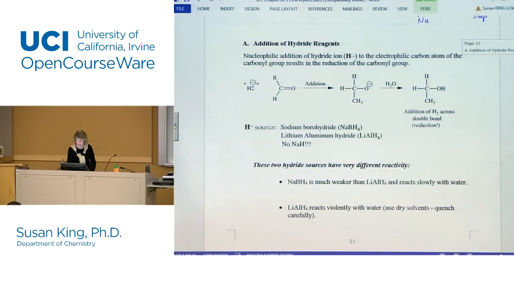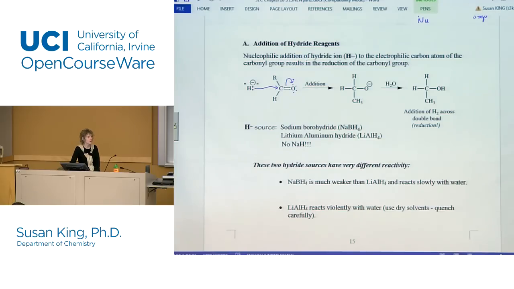So what I want to do right now is talk about hydride reagents first, and then I'm going to talk about the other kinds, organometallic compounds. Nucleophilic addition of hydride to the electrophilic carbon results in reduction of the carbonyl group. So what's happening here? I have hydride in quotes because hydride by itself doesn't work in this reaction.